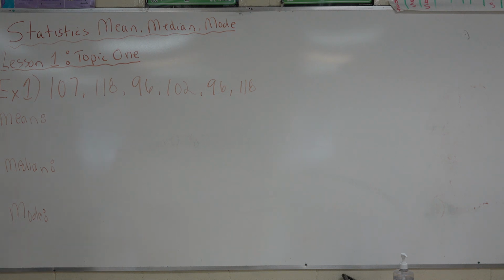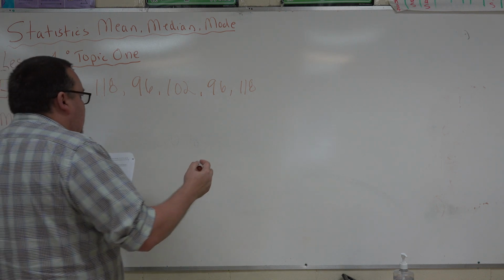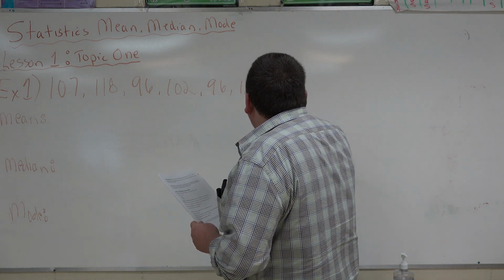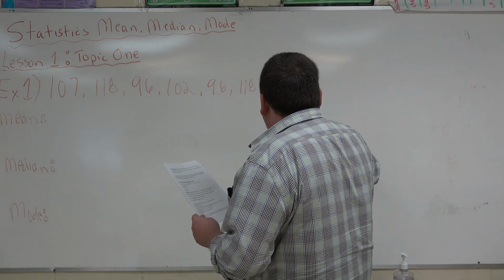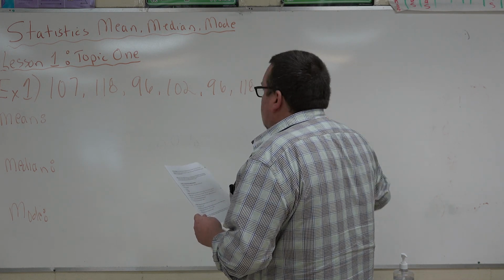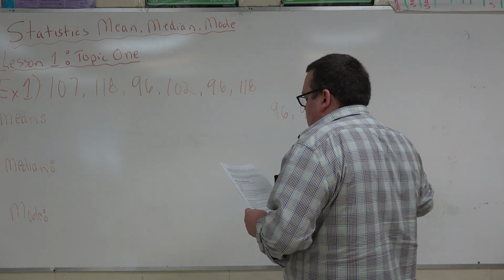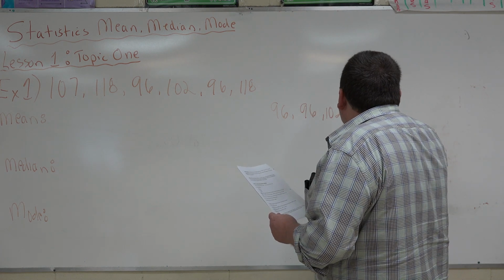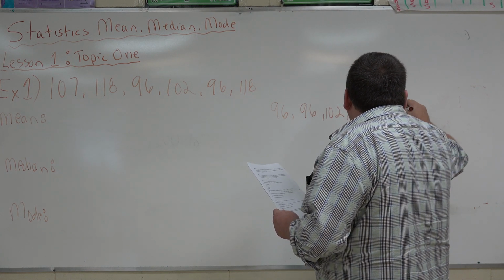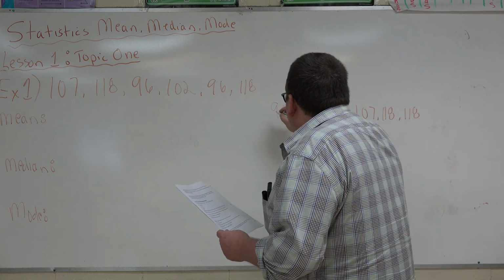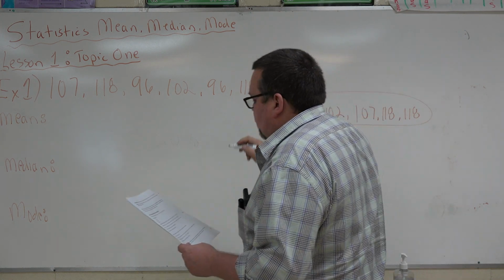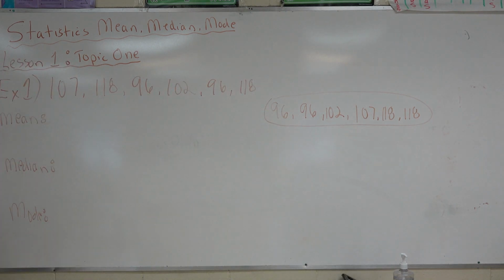So, before we begin to do anything, let's put these numbers in order from the smallest to the largest. So I'm going to put them off to the side here. Starting with 96, and there's another 96. There's 2 of them. And then we have 102. And then we have 107, 118, and 118. So we put them in order from the smallest to the largest. It's going to help us soon for most likely doing median. So let's get this out of the way now while we're here.